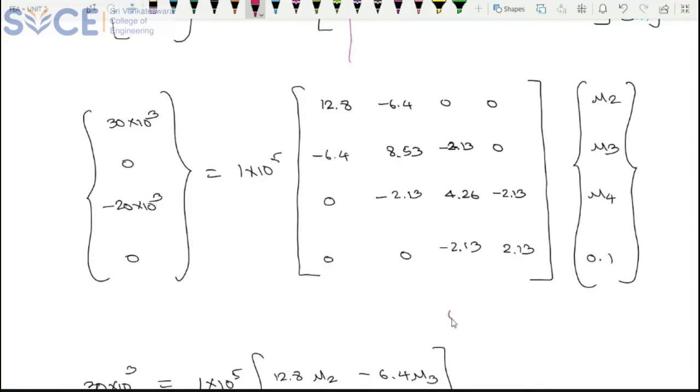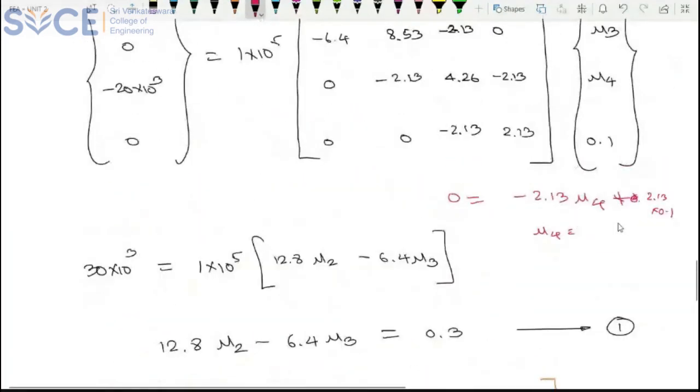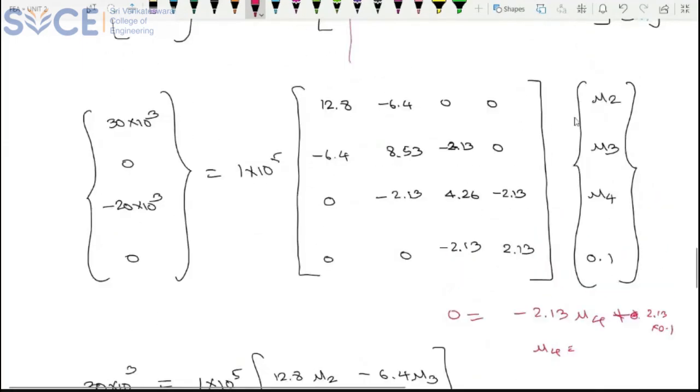When you do that, what you'll get? You'll get 0 is equal to minus 2.13 u4 plus 2.13 into 0.1. You'll get something, and you'll get what is your u4. I don't know whether this will satisfy the other answers, so don't use that. Only the first 3 equations. Whatever you don't know, the unknowns, we don't know the values of these 3. So with respect to that, whatever matrix you are getting, that alone you concentrate on. Others you don't need to concentrate on.